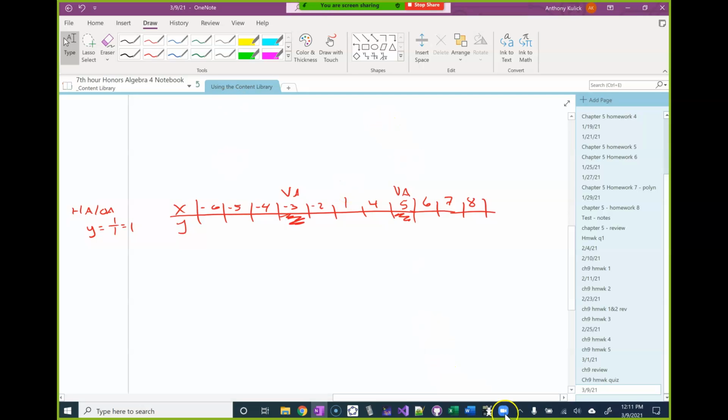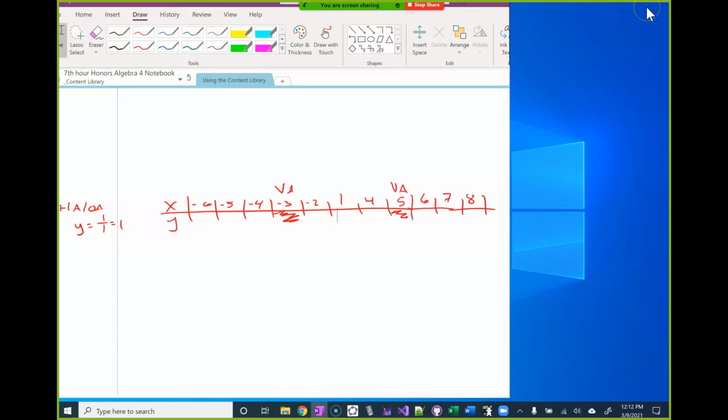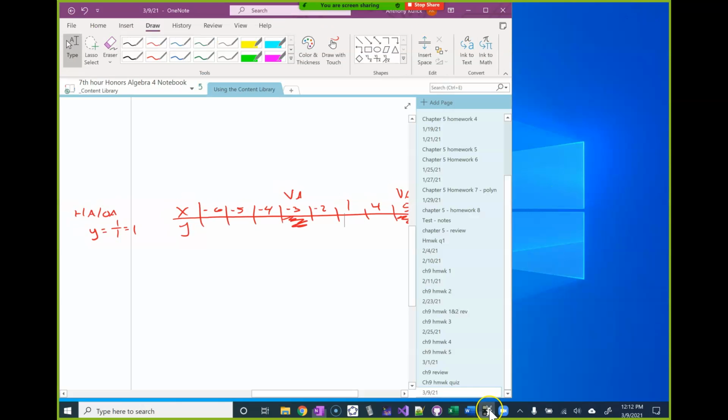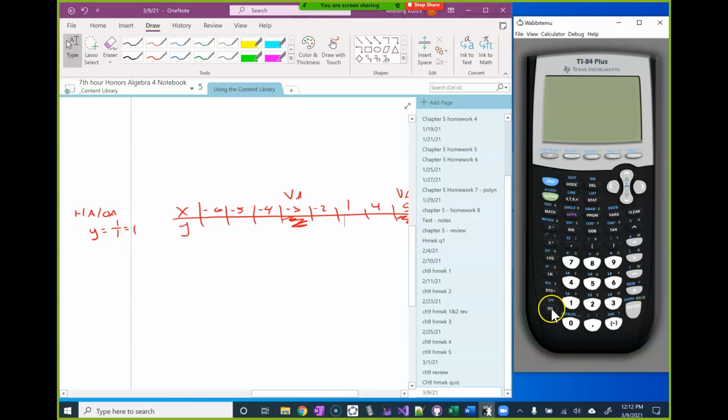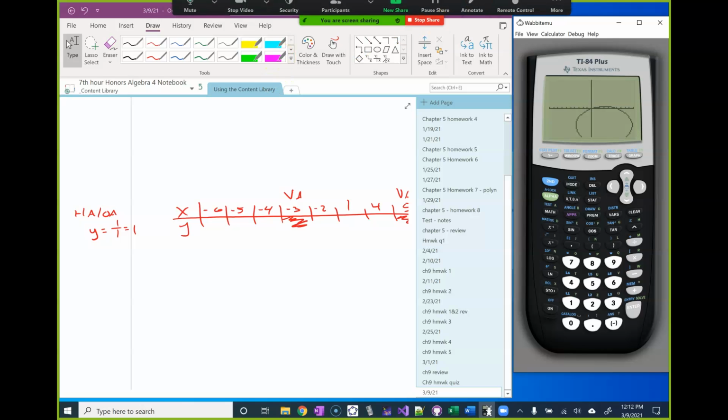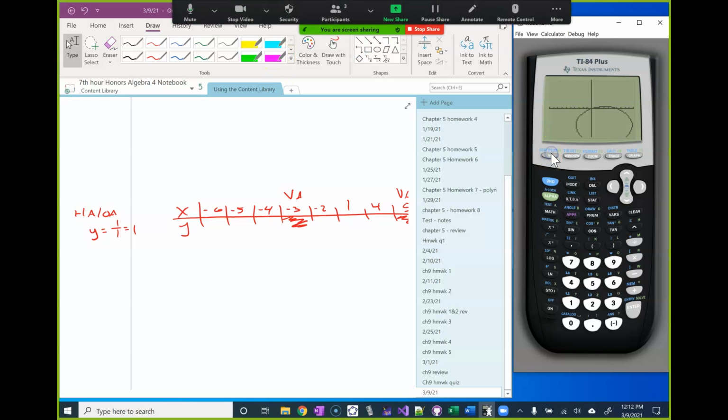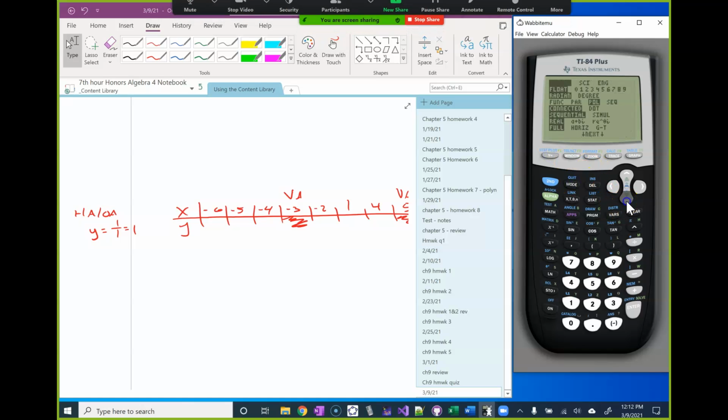So I'm going to use my calculator to do that because the numbers are going to get kind of big. Okay, and I'm going to do this the cheapy way. Don't mind what I'm doing right now. I'm just having to reset the modes on my calculator because I was using it for another class.